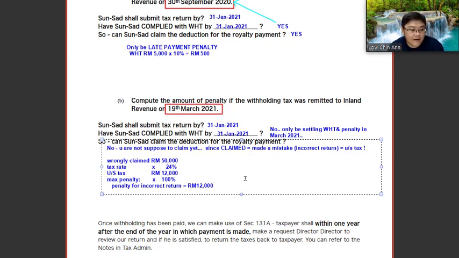Now that is the penalty for incorrect return, and don't forget, you have to pay back the 500, the late payment penalty, which is 10% of the 5,000. The 5,000 is not a penalty. The 5,000 is actually the tax. So the penalty is the 12,000 plus the 500, which is very scary because the amount is very big.